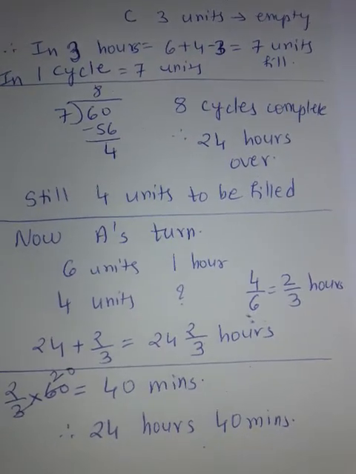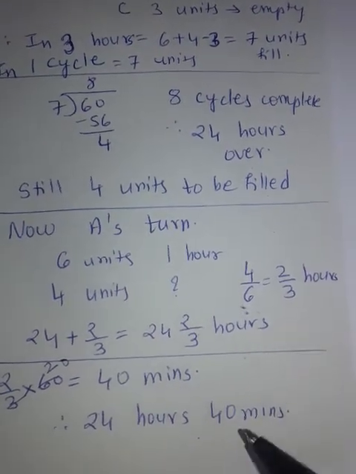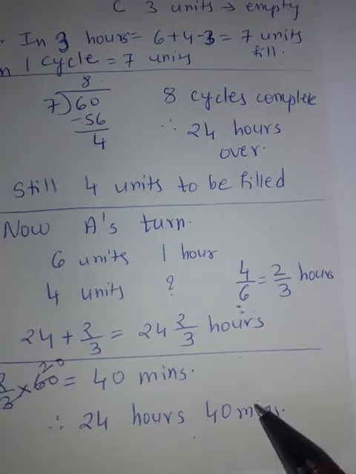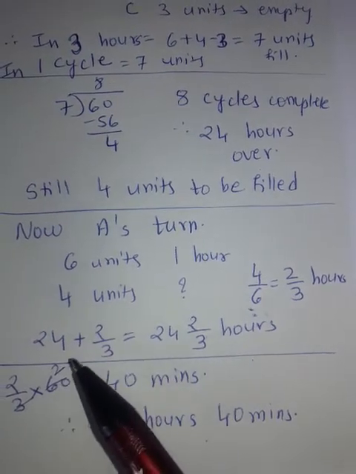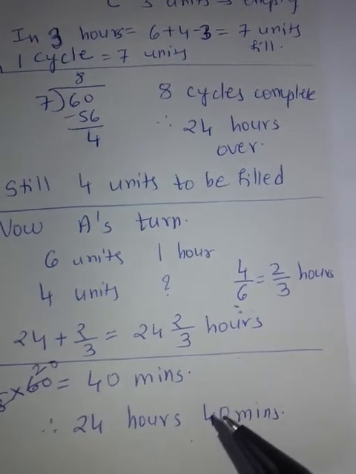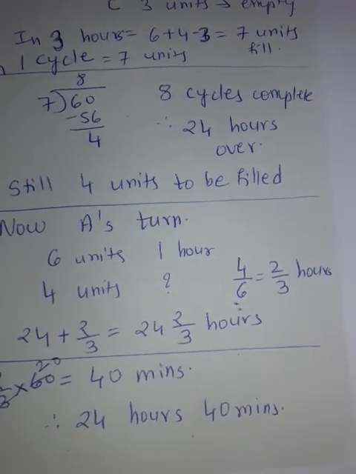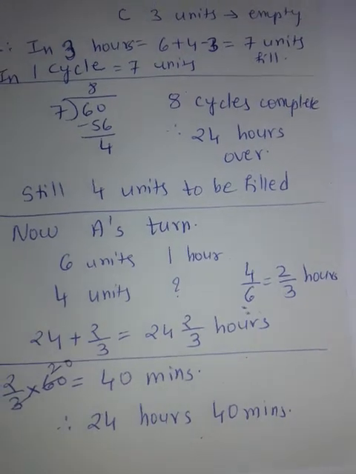You need to see the given answers A, B, C, D if they are given in hours or they are given in hours, minutes. So for converting hour to minute, what you will do? Just multiply it by 60. So answer is 24 hours, 40 minutes. Clear?